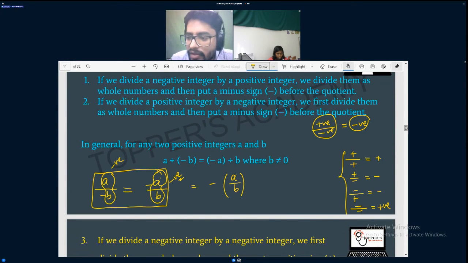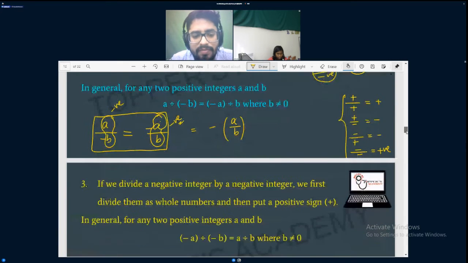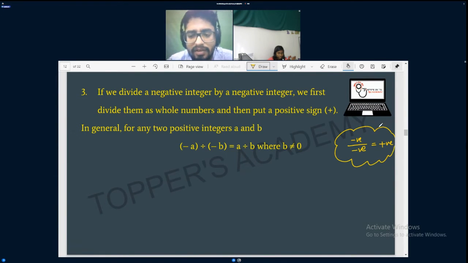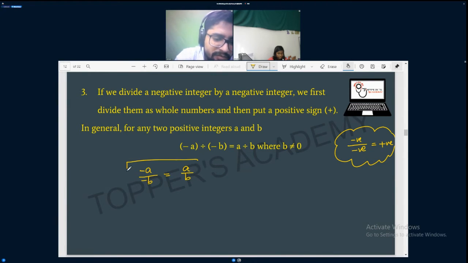Next is your third rule. The third rule says if we divide a negative integer by a negative integer, then divide them as whole numbers and the answer must be positive. So the general rule is what? Minus a divided by minus b is a by b. Obviously b is non-zero.